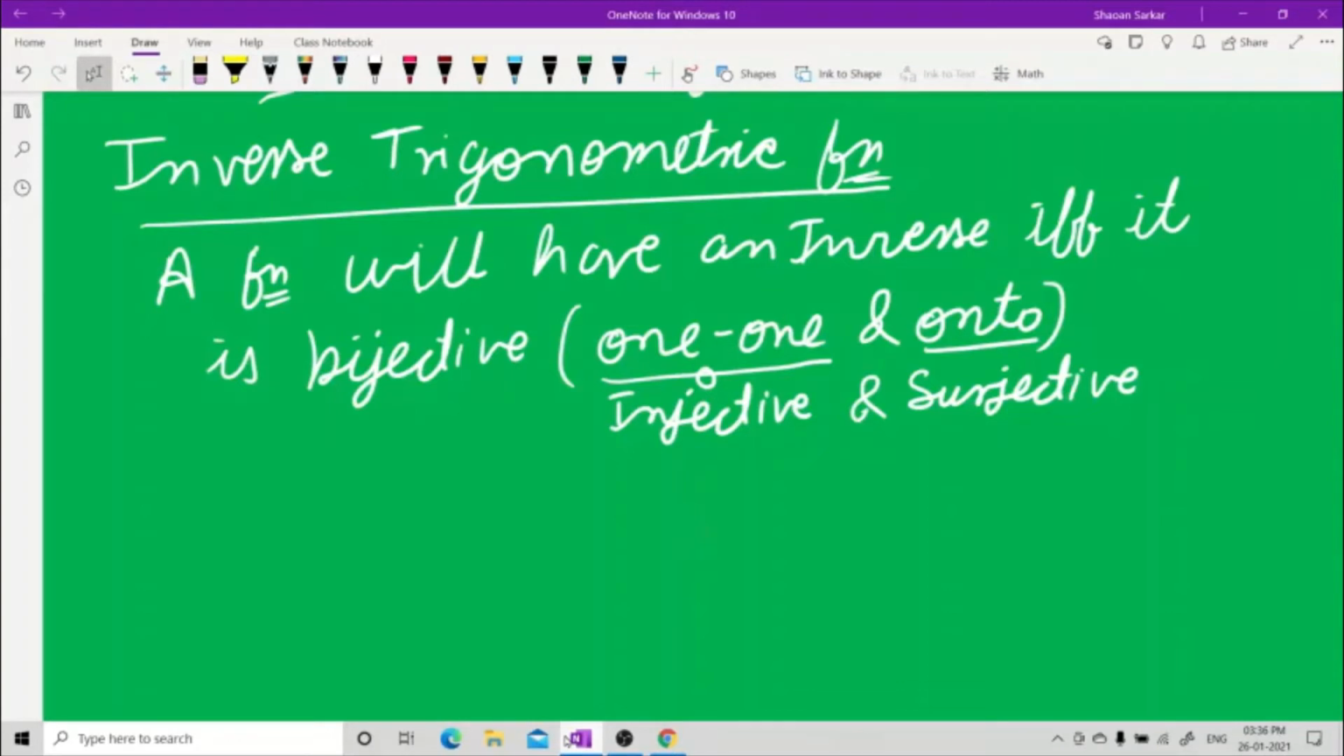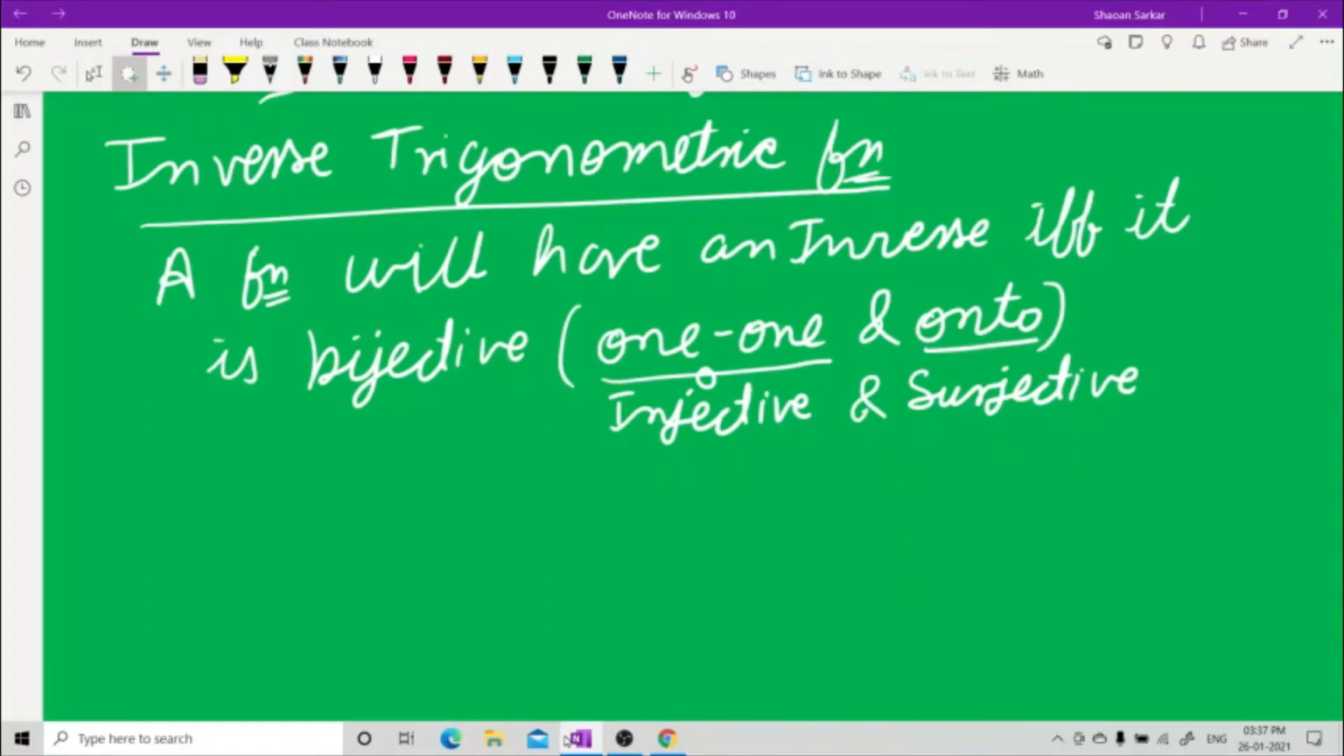Inverse trigonometric function. A function will have an inverse if and only if it is bijective. That means it is 1-1 and onto. 1-1 means injective and onto means surjective. Either you say a function will have an inverse if and only if it is 1-1 and onto, or you can say a function will have an inverse if it is injective and surjective.